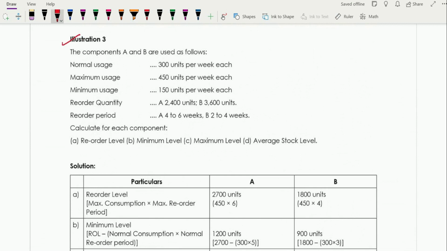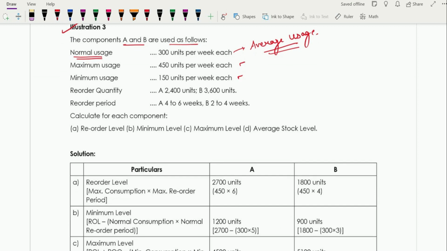The components A and B are used as follows. The normal usage is given as 300 units per week each. Now this normal usage is nothing but your average usage. Average usage and normal usage mean one and the same thing. Clear? Maximum usage is 450 units per week each and the minimum is 150. Reorder quantity is given. For A, it is 2400 units and for B, it is 3600 units.